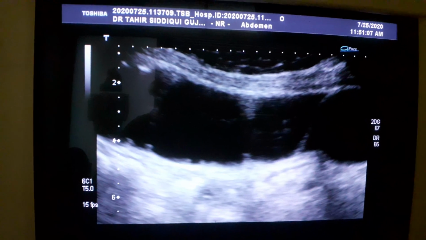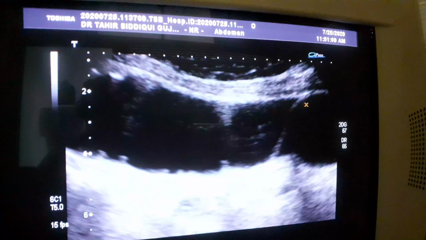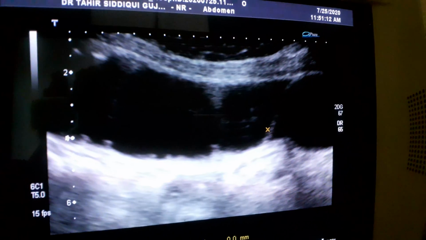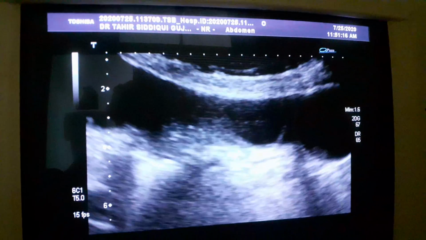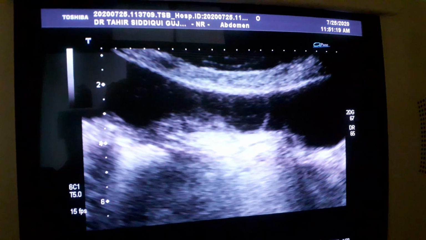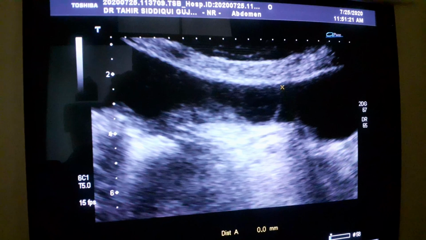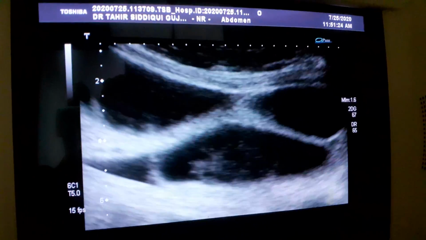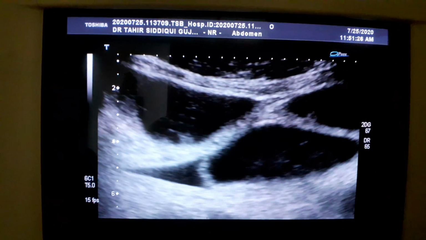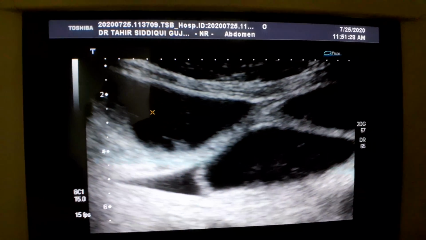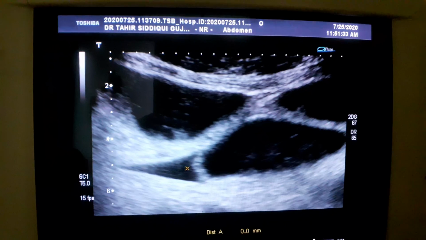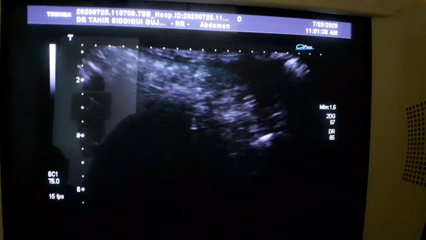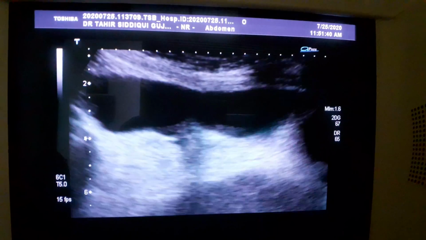And here, a small amount of fluid. This is a bowel segment, this is a bowel segment, and there is a small amount of fluid between these two bowel segments, and this is what we call interloop ascites. Here again you will see that this is a bowel segment, this is a bowel segment, this is a bowel segment. Now this is the fluid. Interloop ascites is seen. There is no other finding seen sonographically.